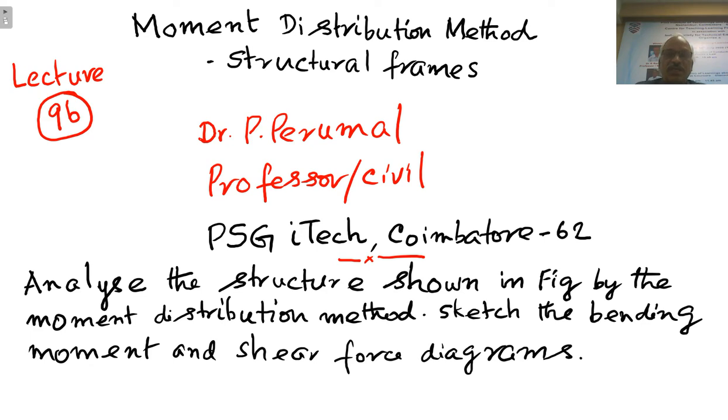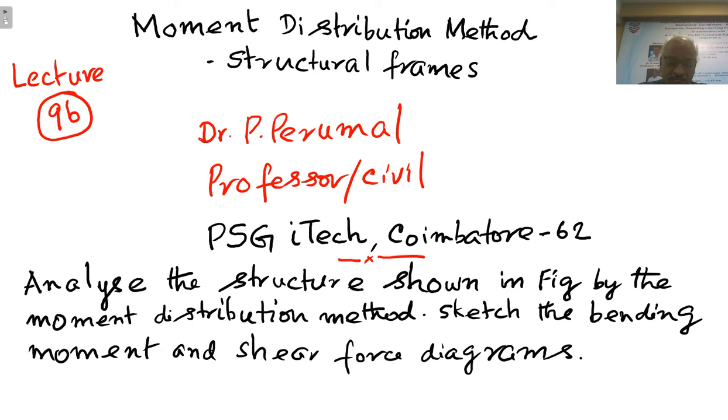So in the last 5 lectures, 91 to 95, we have introduced the moment distribution method. We have done a few questions from the GATE examination. We have done a few problems on continuous beams, with normal loading and also continuous beams with settlement of supports. Now in this lecture, we will take up structural frames. We will solve the problem by the moment distribution method.